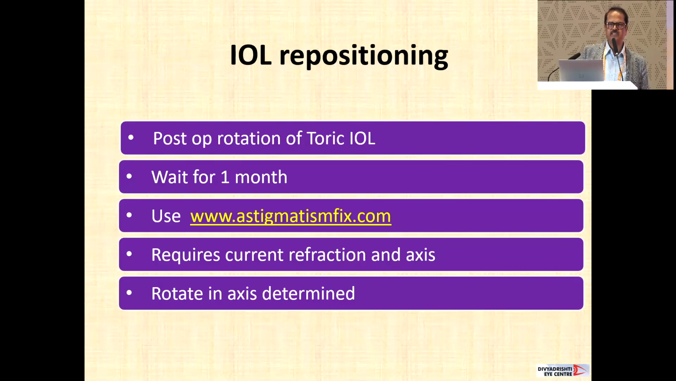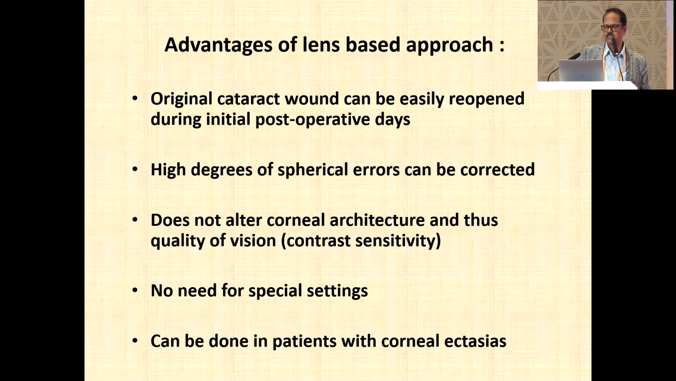So IOL repositioning, particularly in the toric lenses, I have hardly re-rotated in the normal cases, but I have rotated in 3-4 patients where the data was actually misfed and the axis was 90 degrees in the opposite direction. But it can happen, so one has to take all the precautions, and it has been rightly dealt with by the previous speaker, how to take care of that.